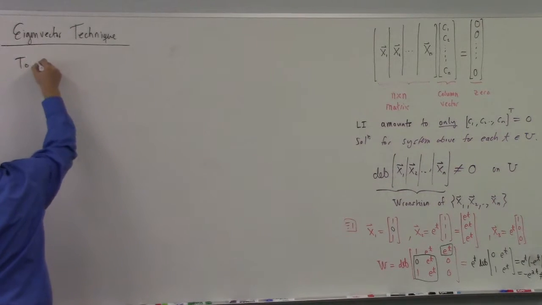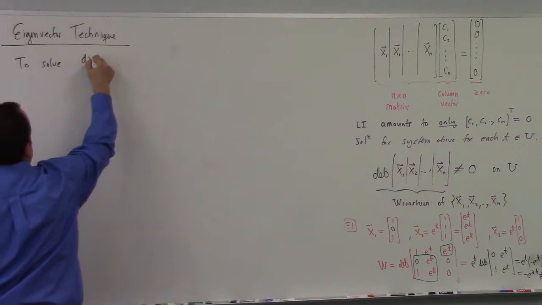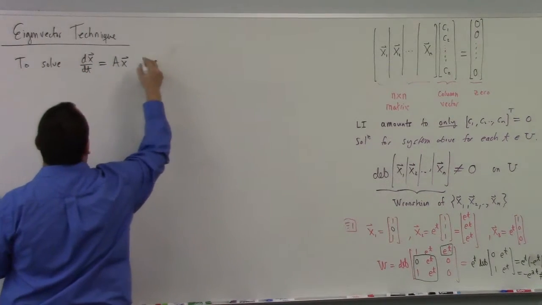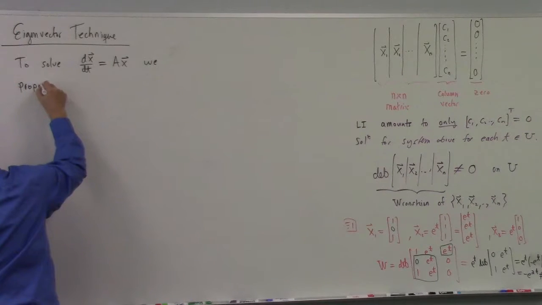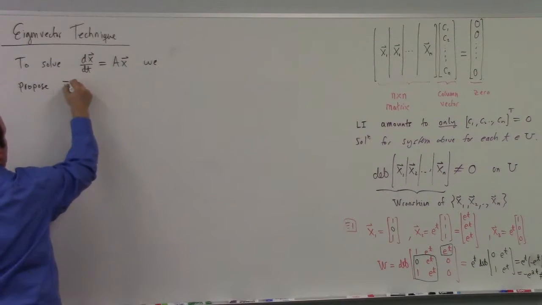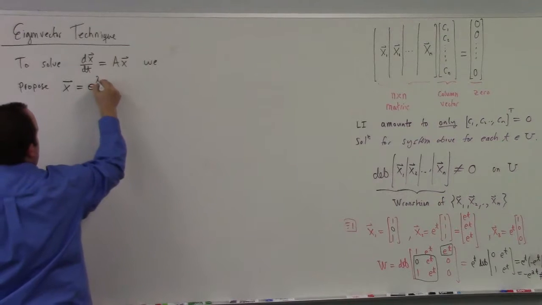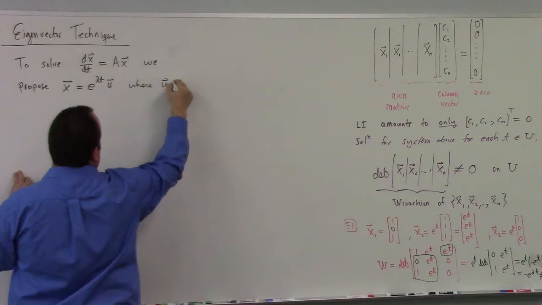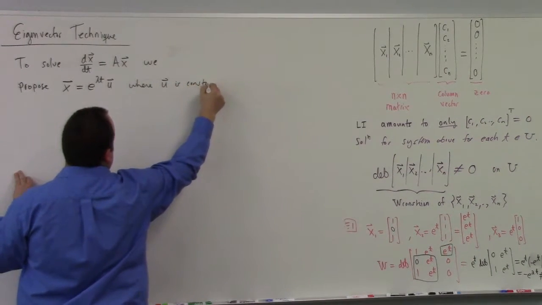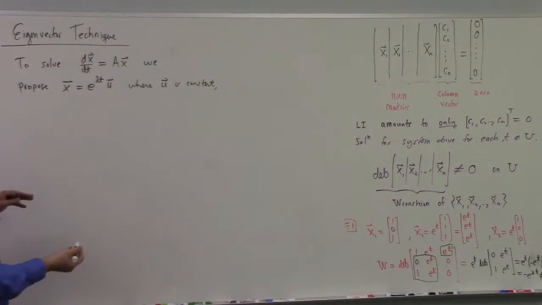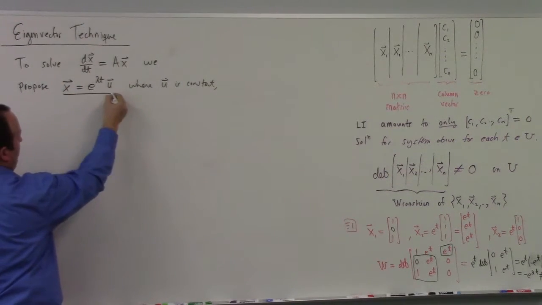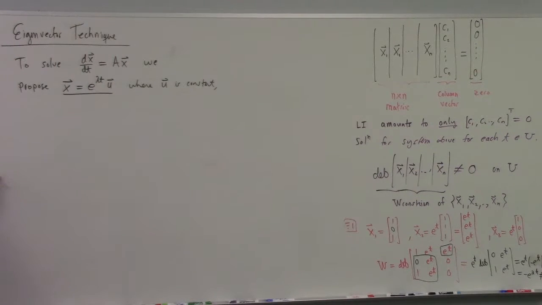So to solve dx/dt equals Ax, we propose that the solution have the following form: x equals e to the lambda t times some vector u. All right, so at the end of last class, I worked out what that means. Let's work it out again. I'm proposing the solution has this form, where lambda is some yet to be determined scalar, all right?